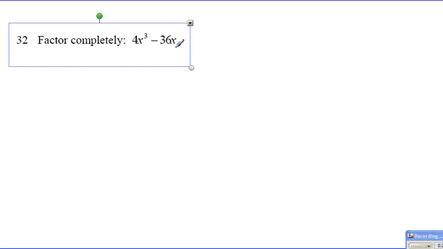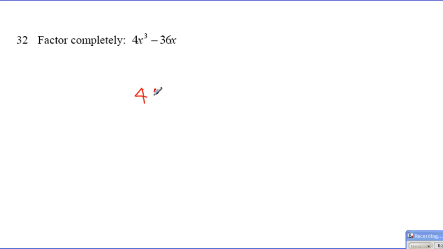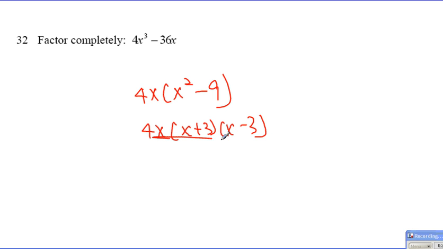Alright, factor completely. I see that 4x is common here. Then we have x squared left, minus 9 is also left. But x squared minus 9 is the difference of squares, so we have 4x times x plus 3 and x minus 3. That becomes our answer.